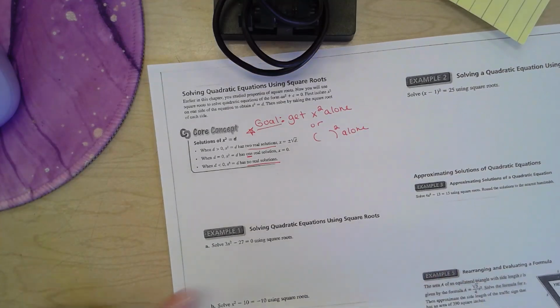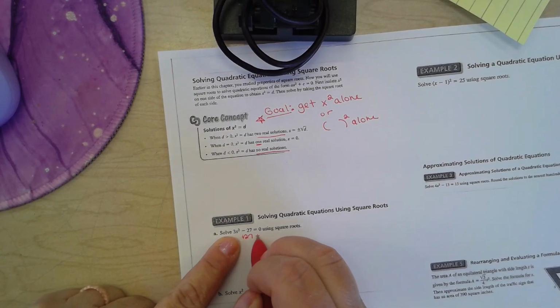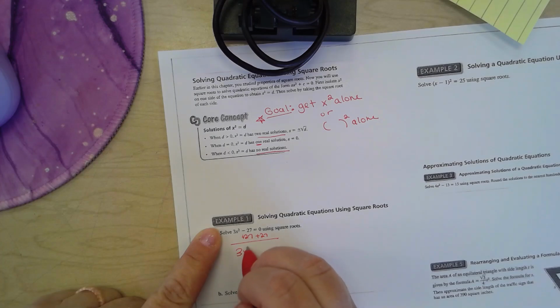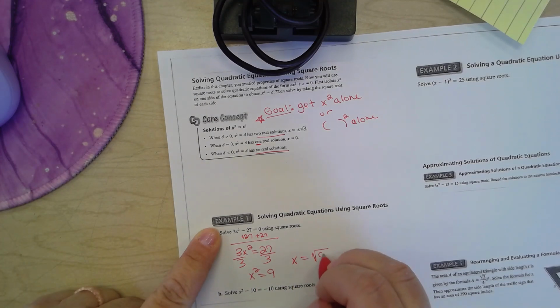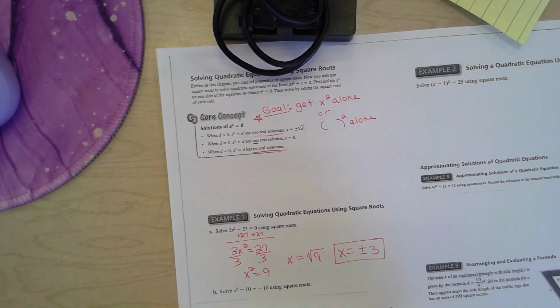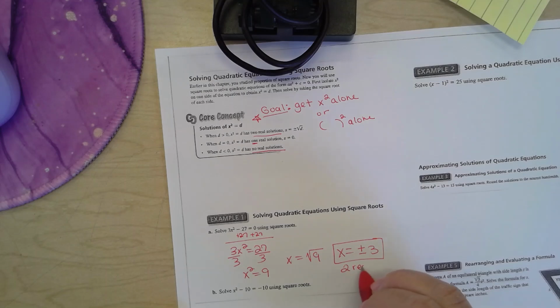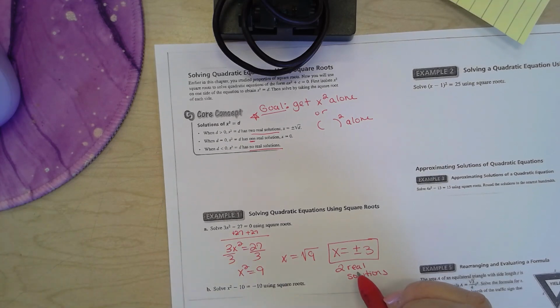So let's try the first example. So again, we need to get x squared alone. So I'm going to add 27 to both sides. Divide by 3. So x equals the square root of 9, which means it's plus or minus 3, right? So we have two real solutions. And remember, if our square root is greater than 0, we should have two real solutions.